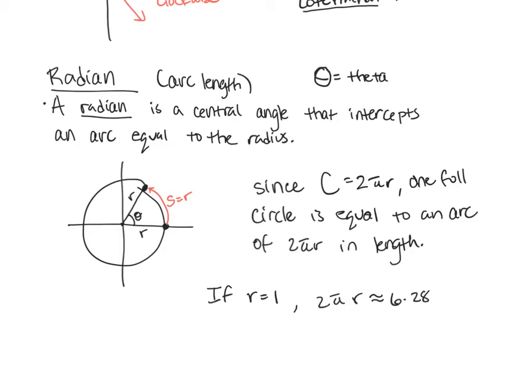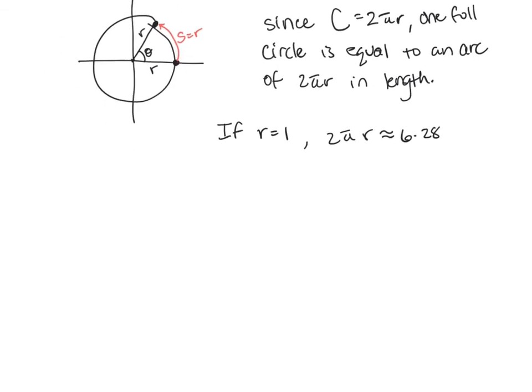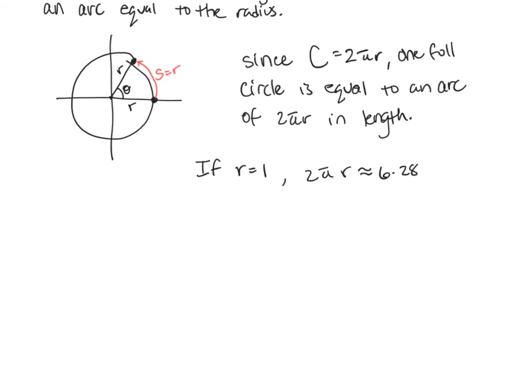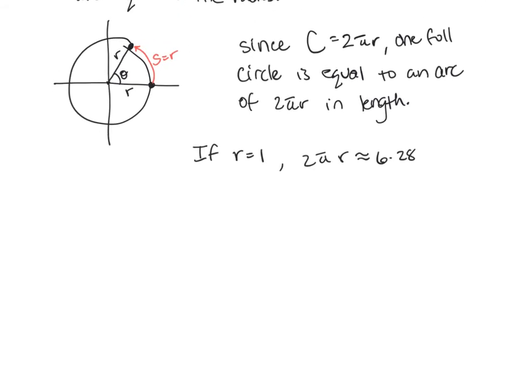So let's take a moment to talk about how we would divvy up those radians if we were to graph them. How much space? Okay, so again, for us, r is equal to 1, so our circumference of 2 times pi times r is really 2 times pi times 1, or just 2 pi.